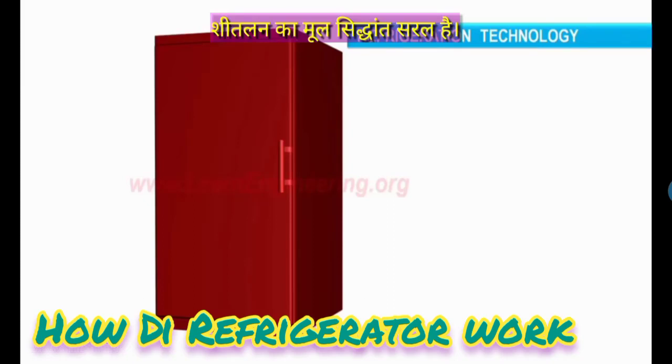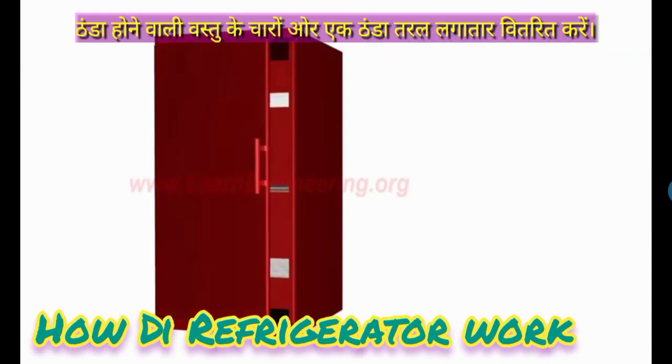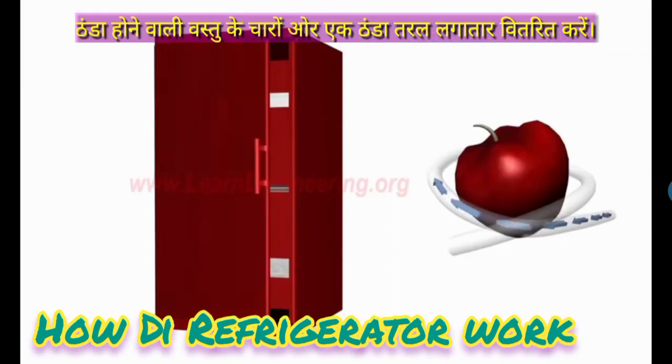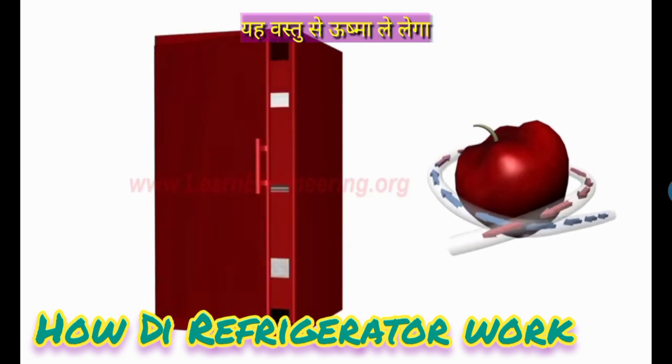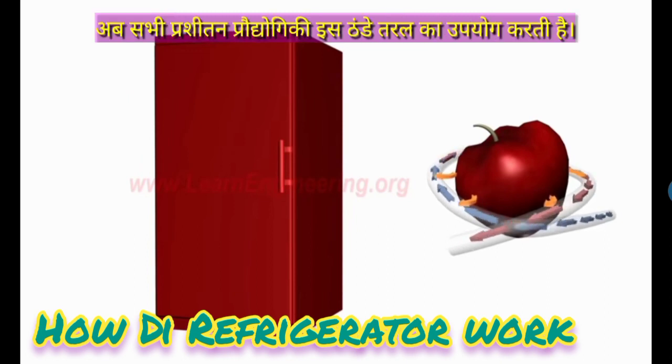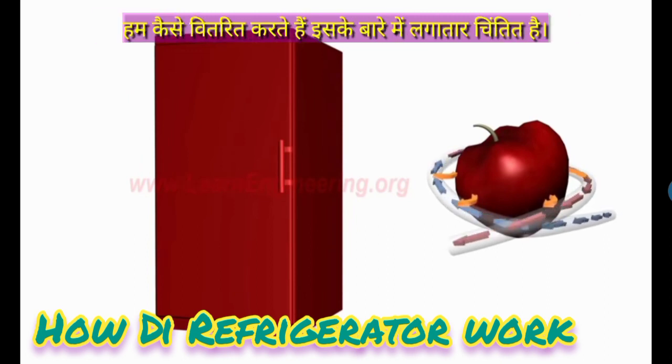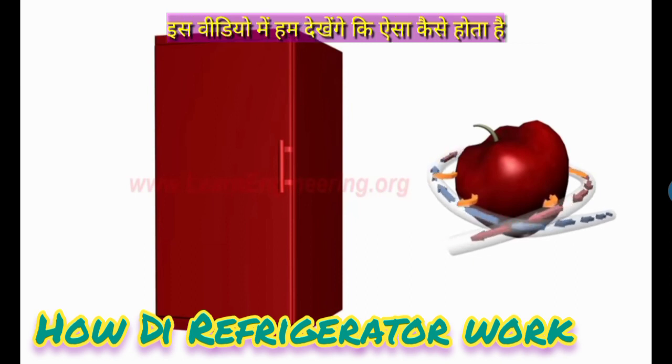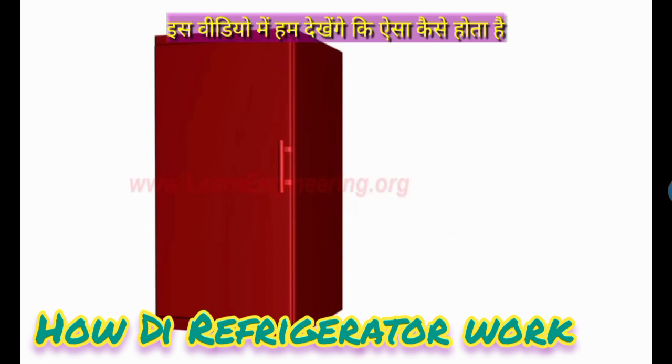of refrigeration is simple. Just pass a colder liquid continuously around the object which is to be cooled. This will take heat out from the object. The whole refrigeration technology is after this: how to produce cold liquid continuously. We will see how this is achieved in this video.